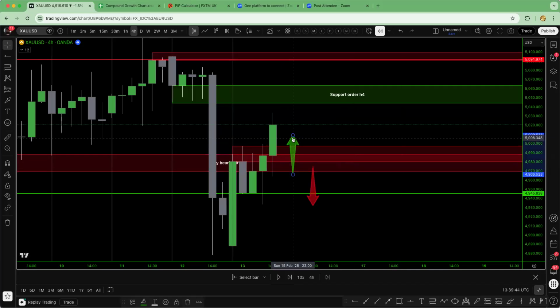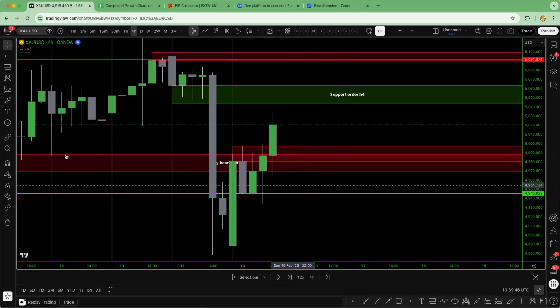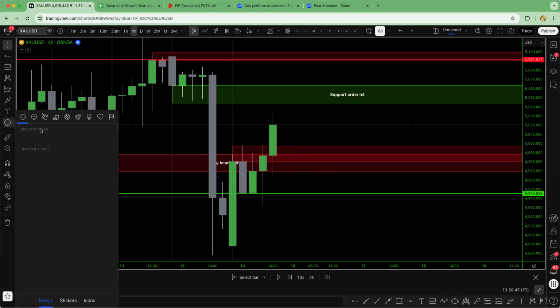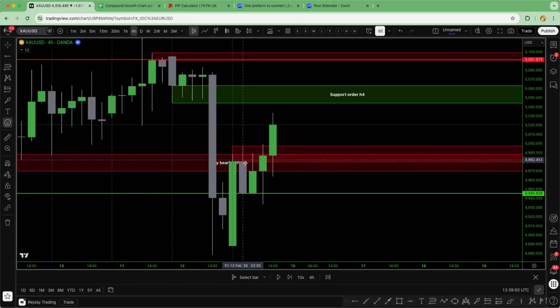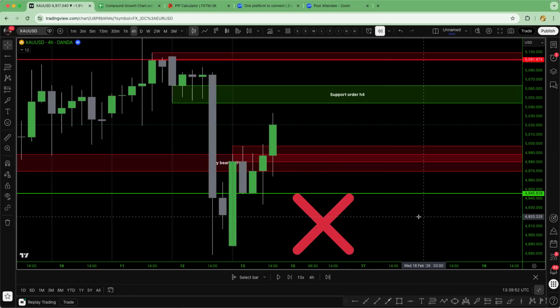Now, why again was this my entry on the close of this bearish candle a no-go? Does anyone know? Why was this a no-go, people? Tell me, what do you think?